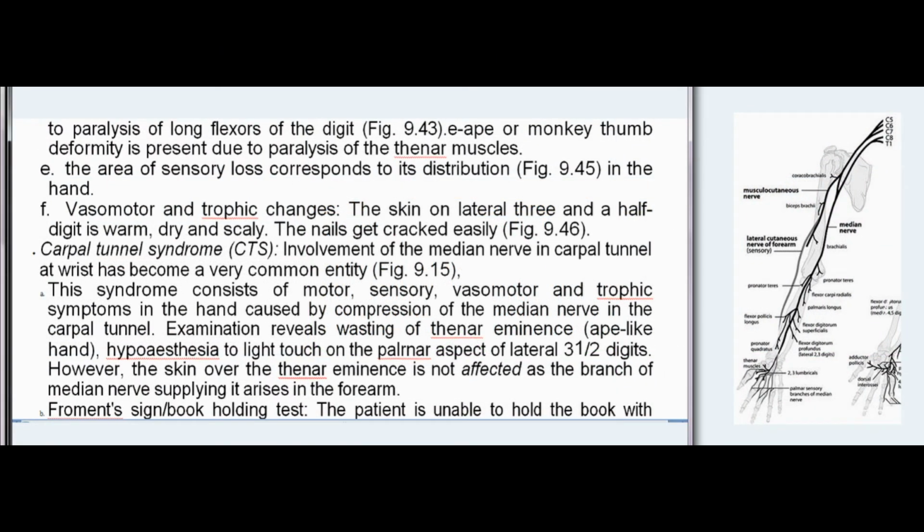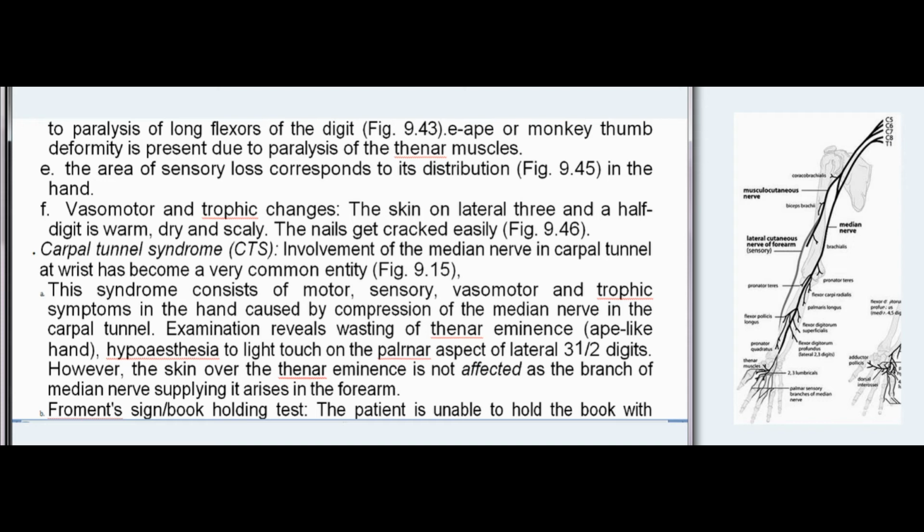Ape or monkey thumb deformity is present due to paralysis of the thenar muscles. The area of sensory loss corresponds to its distribution, Fig 9.45, in the hand. Vasomotor and trophic changes: the skin on the lateral 3.5 digits is warm, dry, and scaly. The nails get cracked easily, Fig 9.46.